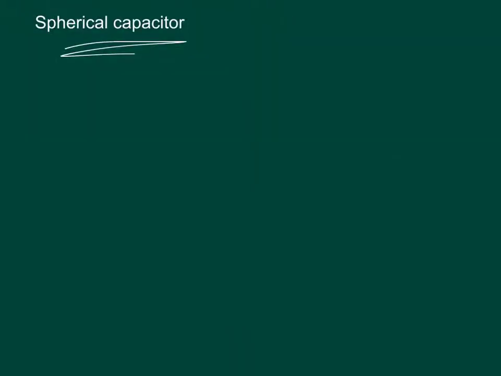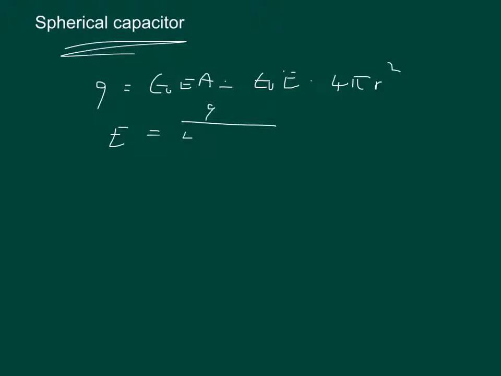Alright, let's move on to the spherical capacitor. Very similar math. We have Q equals epsilon naught E A according to the previous slide, which equals epsilon naught E times the surface area, and for a sphere that would be 4 pi r squared. Excuse my handwriting and this terrible template. And the electric field equals Q divided by 4 pi epsilon naught r squared.